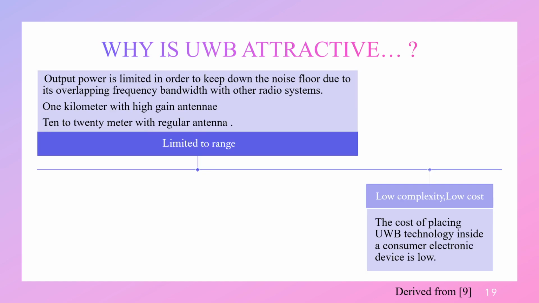UWB is limited in range. The output power is limited in order to keep down the noise floor, due to its overlapping frequency bandwidth with other radio systems. The range is 1 kilometer with a high gain antenna and 10 to 20 meters with a regular antenna. It is low complexity and low cost. The cost of placing UWB technology inside a consumer electronic device is generally low.